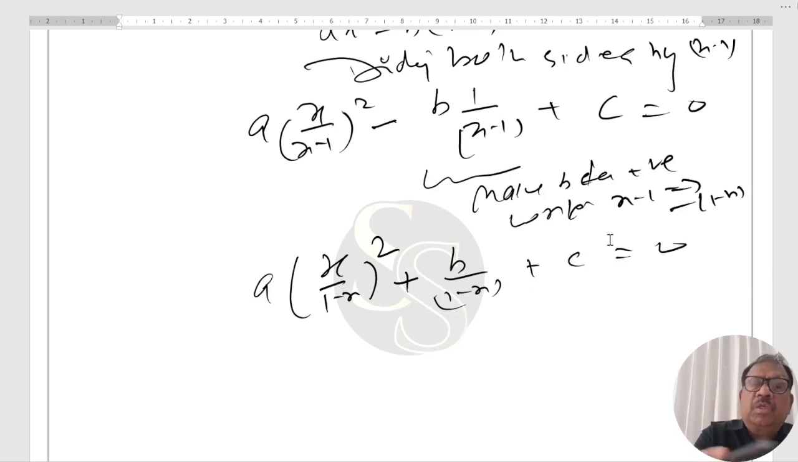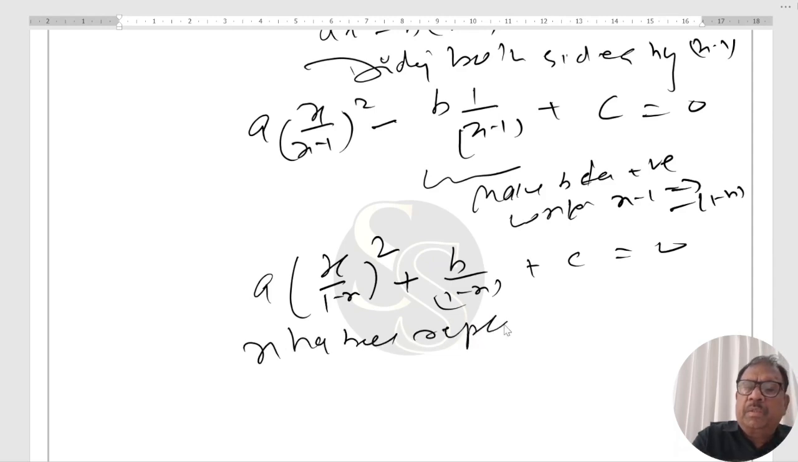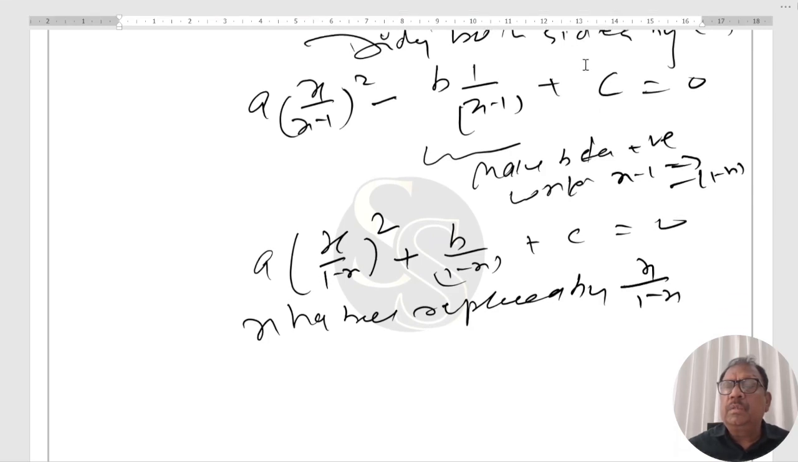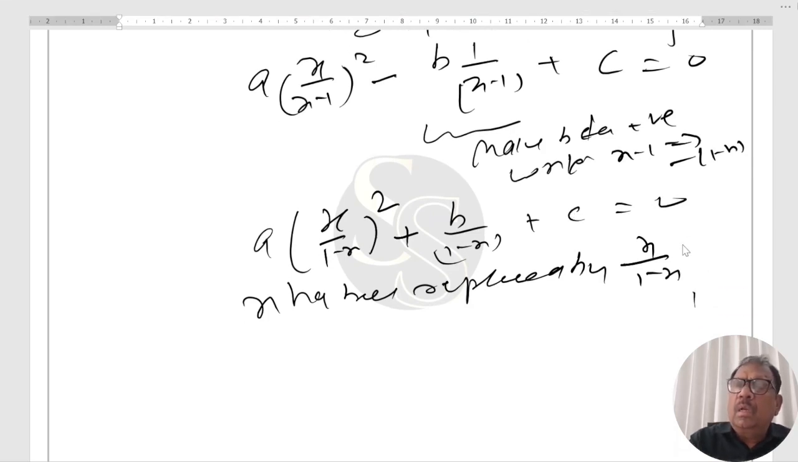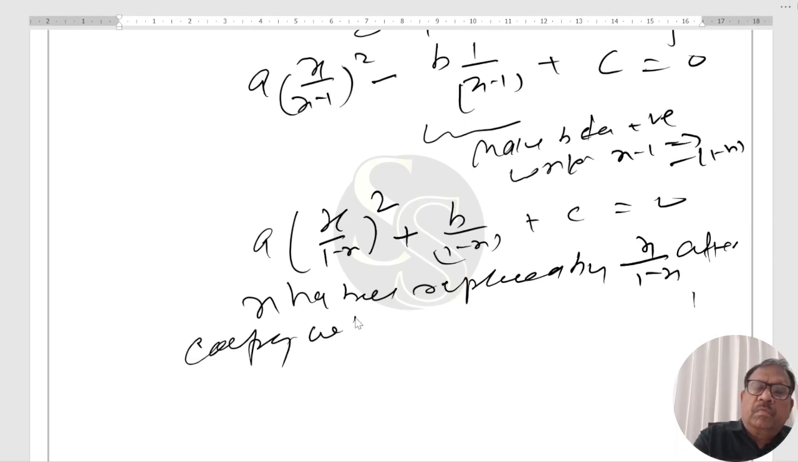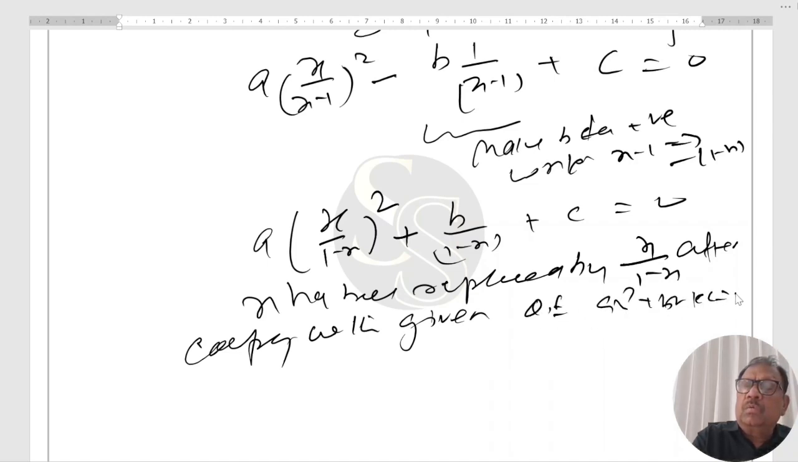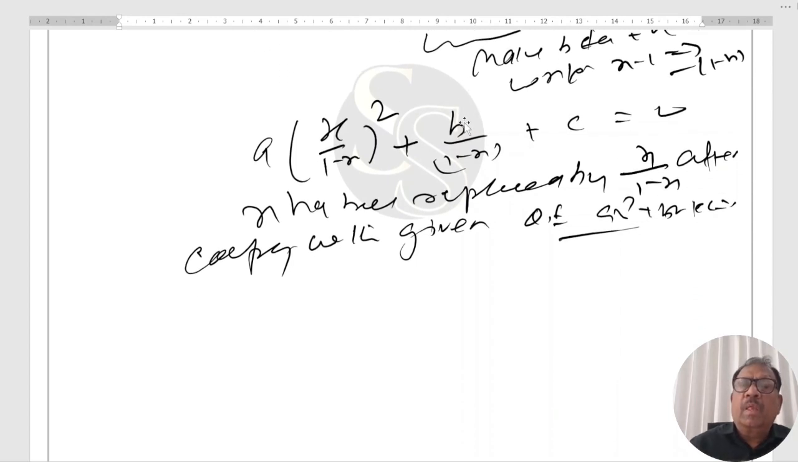Now check. In this case, x has been replaced by x upon 1 minus x. After comparing with the given quadratic equation ax square plus bx plus c equal to 0, alpha will be x upon 1 minus x.